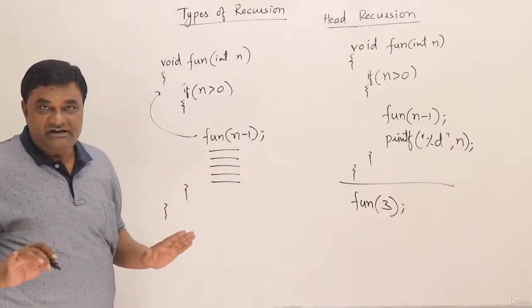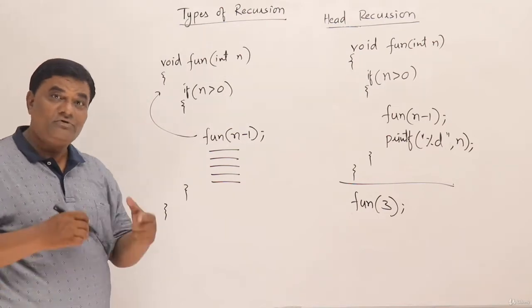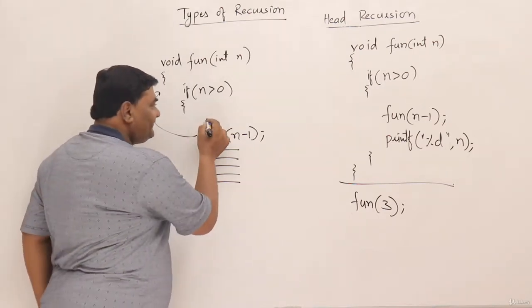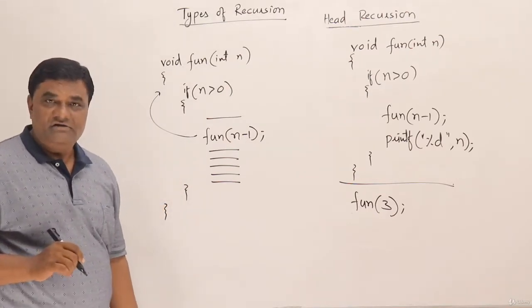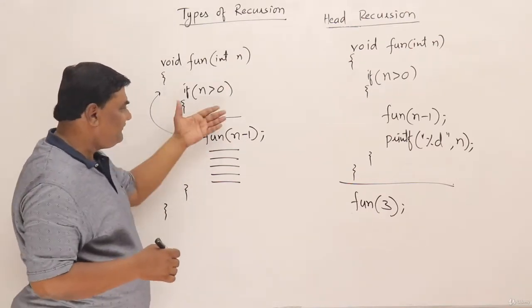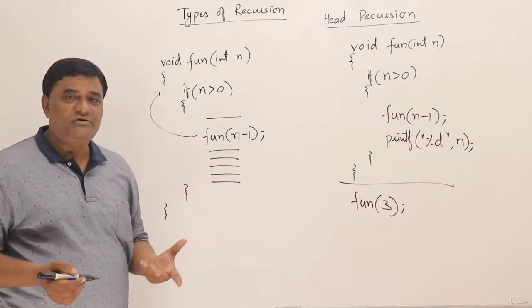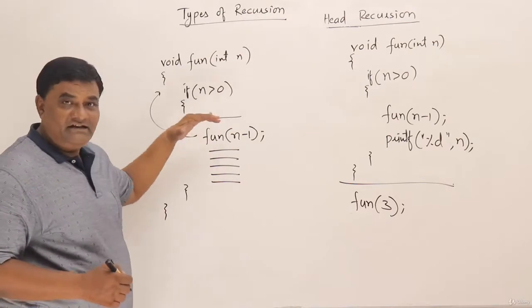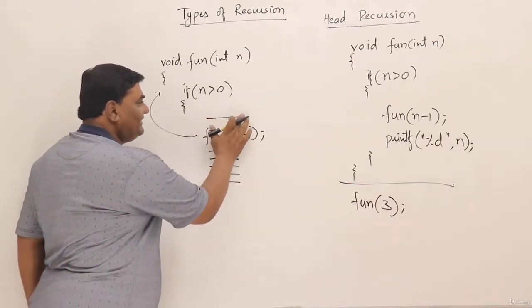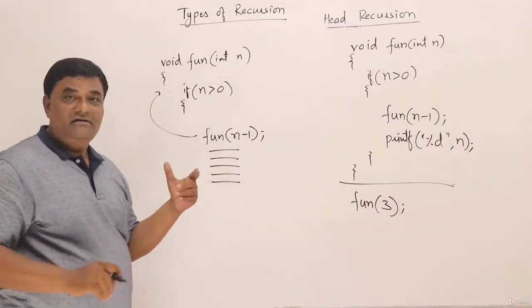So there is no statement, no operation before the function call. If there is something here, then it is not a head recursion, right? If something is there before the function call, it is just a recursion. We don't have to give any special name for that one. If there is nothing before that, then we can say this is a head recursion.